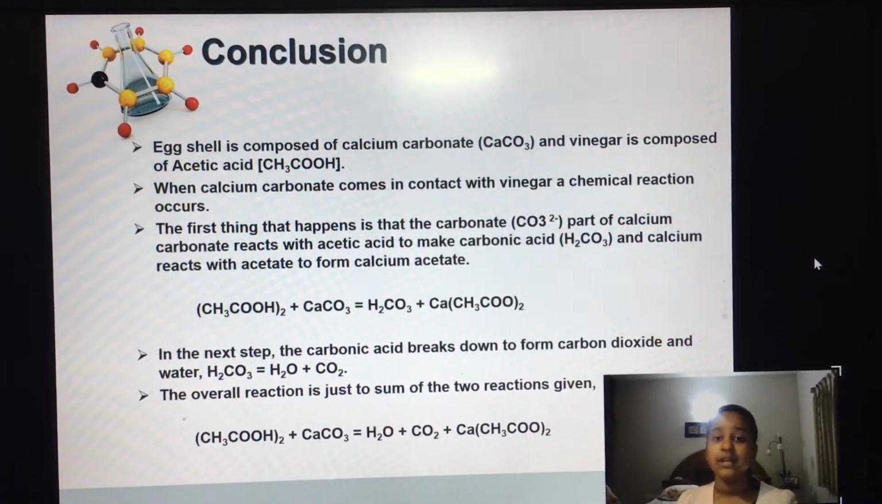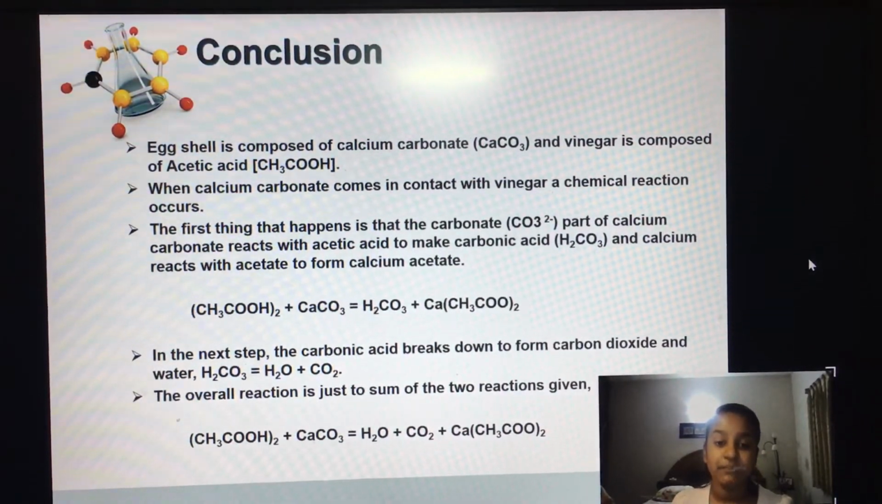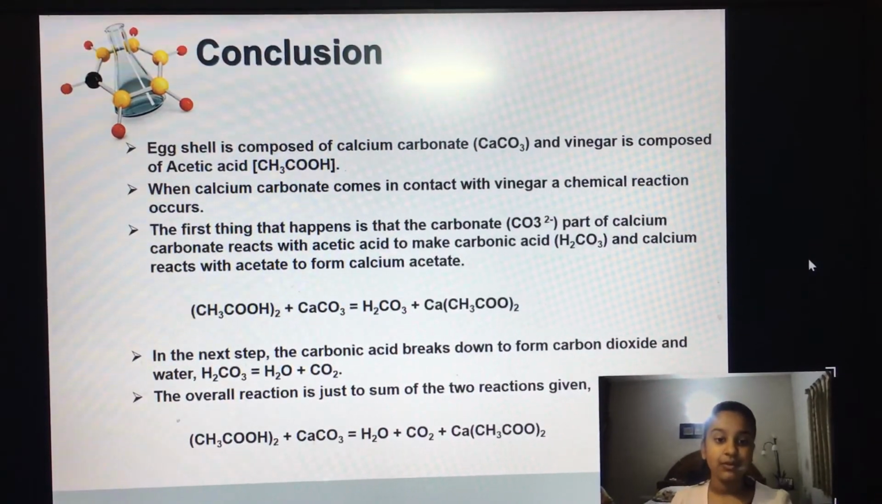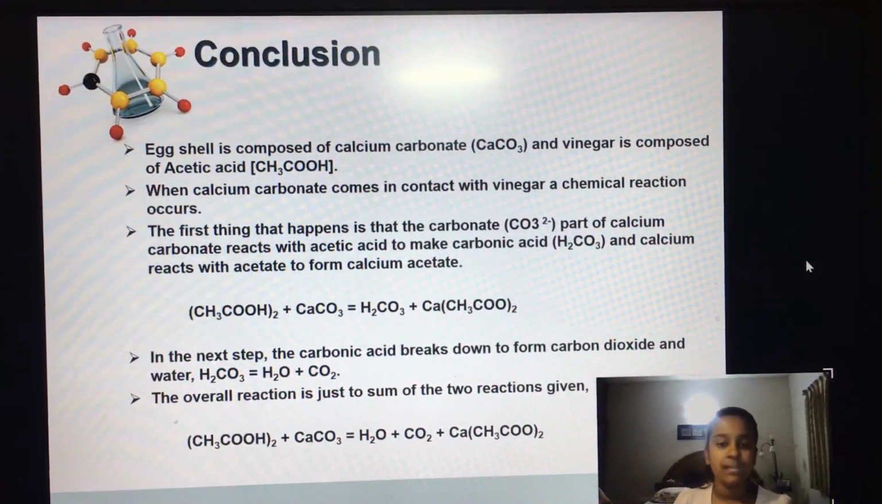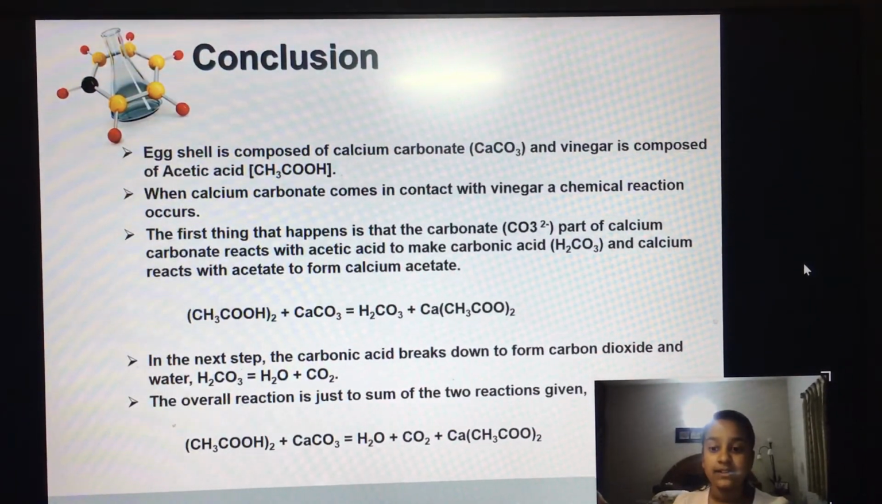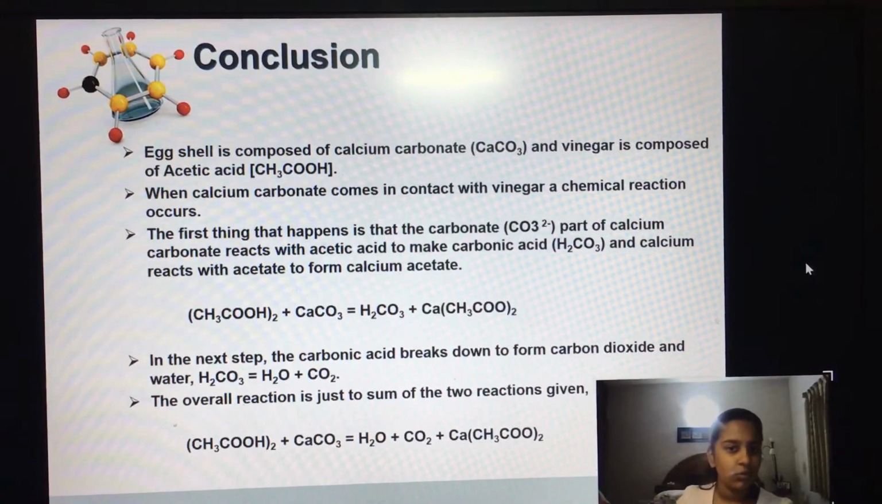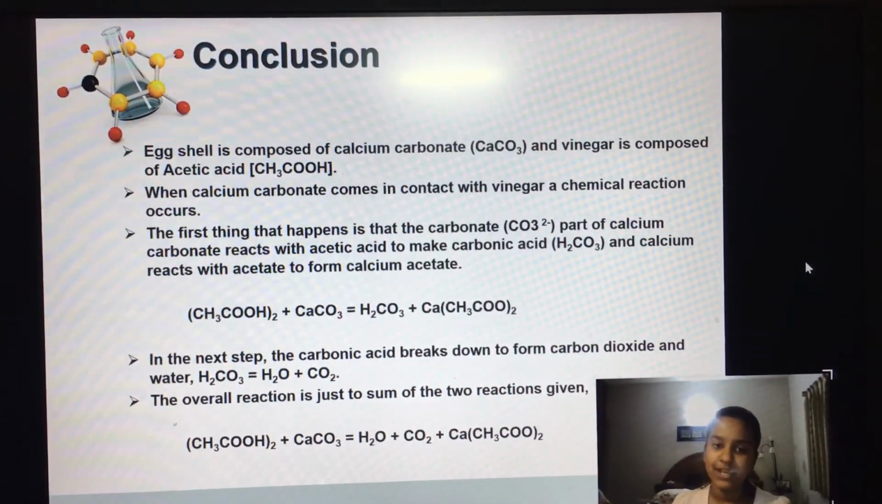As we know, carbonic acid is very unstable, so it breaks down into two more compounds, H2O, which is water, and CO2, which is carbon dioxide. And for the secret, do you know what the foam was on the surface? It was actually carbon dioxide.